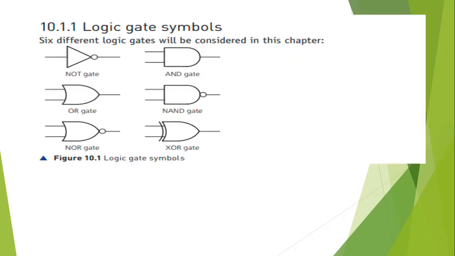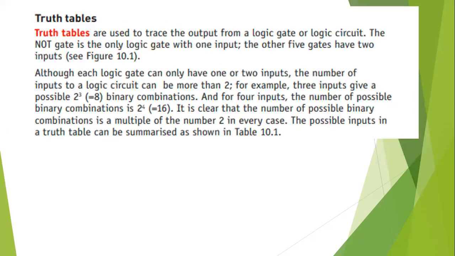These are the 6 basic logic gates given in your book. So 6 different logic gates will be considered in this chapter. First one is the NOT gate, second is the AND gate, third is the OR gate, fourth is the NAND gate, fifth is the NOR gate, and sixth is the XOR gate. Remember, only one input is given for the NOT gate. It means if you input 0, it will give 1, and if you input 1, it will give an output of 0. Other gates will have 2 inputs. So we will see one by one their function and requirement.